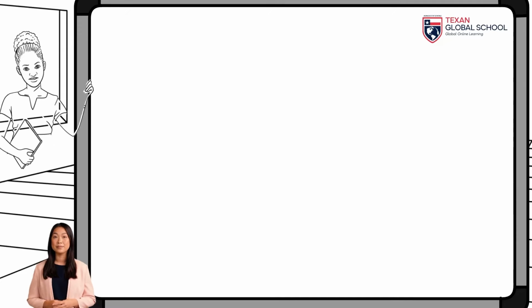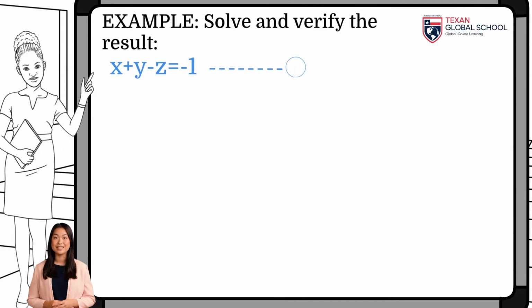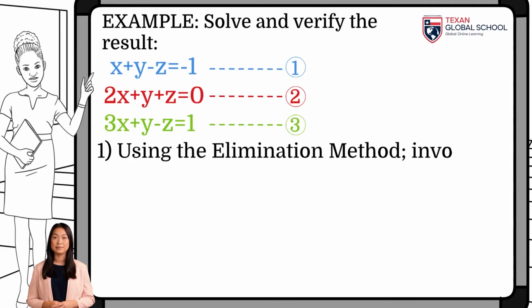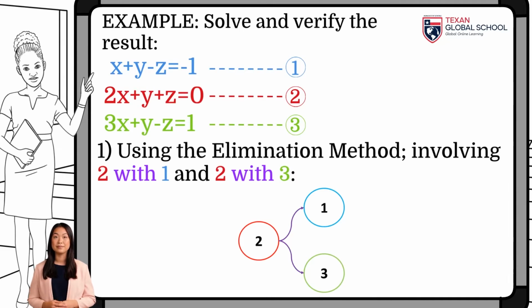Let's see an example. We will solve the following system. We can see that it has 3 equations with 3 variables. We name each equation. Using the method of elimination, if we analyze the equations, we can cancel z directly, if we add the equation 2 with 1, and also if we add 2 with 3.